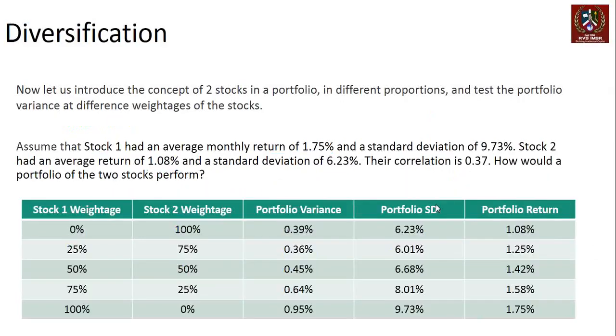So that's the data we had. That's what we find. What happens to the portfolio weightages? What happens to the portfolio variance based on that? And the minimum variance portfolio here is this one, which is 25% weightage to stock 1 and 75% weightage to stock 2. It gives me the minimum value for portfolio standard deviation. That's the minimum risk portfolio that we have created, assuming a correlation coefficient of 0.37.